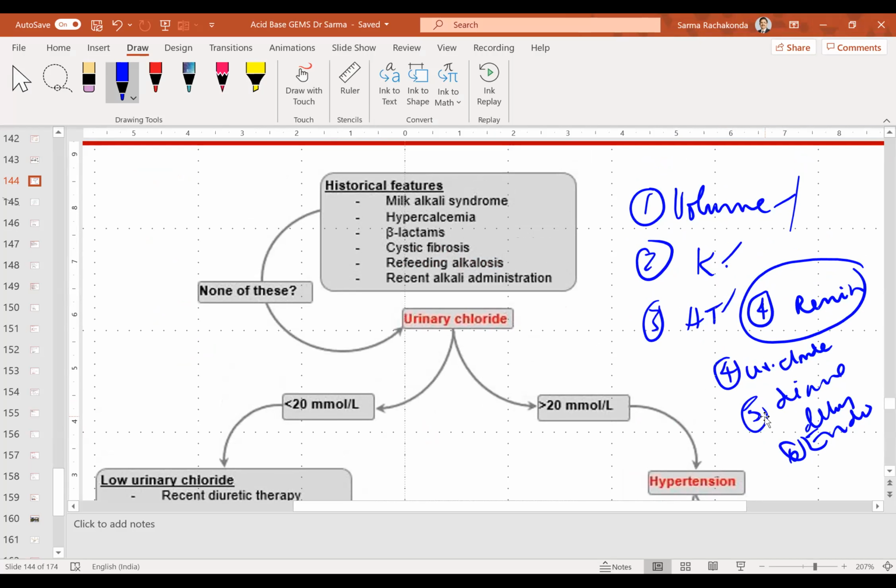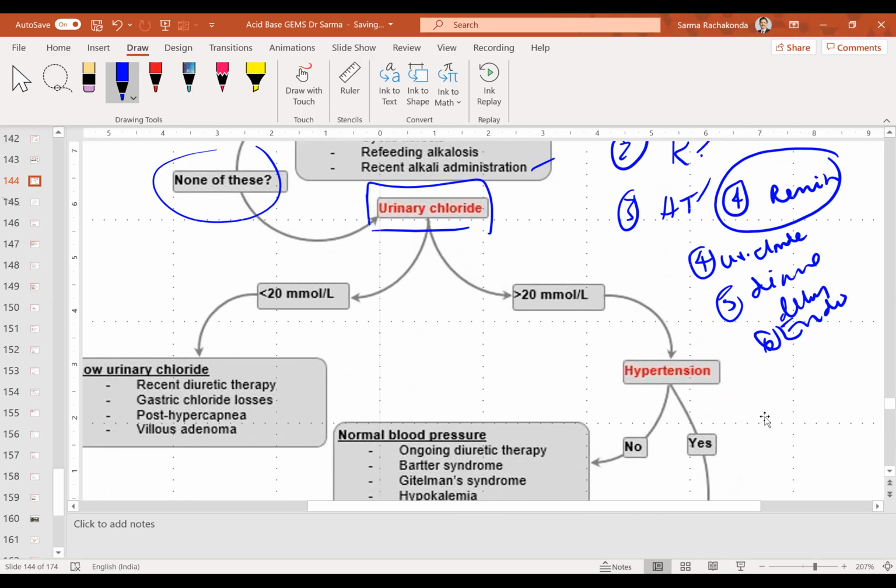Then I went into the history, of course, the clinical parameters, and excluded hypercalcemia, milk alkali, and alkali administration, which are important conditions. If these are not cystic fibrosis, which is not very common, refeeding alkalosis and beta-lactam antibiotics are also causes. If none of these are there, then immediately look at the urine chloride. There are two possibilities: urine chloride low, and urine chloride more than 20.